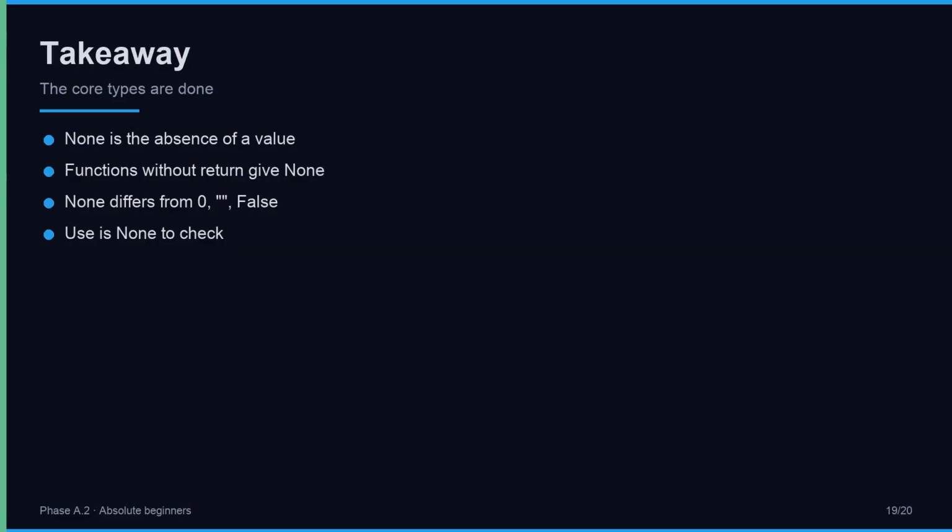The takeaway, compressed. None means no value here. Functions that do not return anything give you None, so always check before you use a result. None is its own thing, distinct from 0, empty string, and False, and confusing them is a classic beginner bug. Test for None with is None, the idiomatic and correct way. That is the whole atom. You now know every foundational type in Python, int, float, str, bool, and None, and that is a genuine milestone. The core types are done.